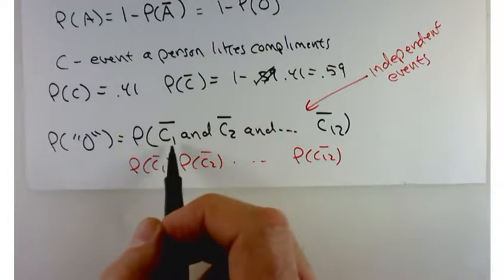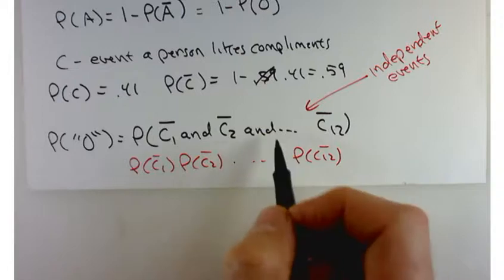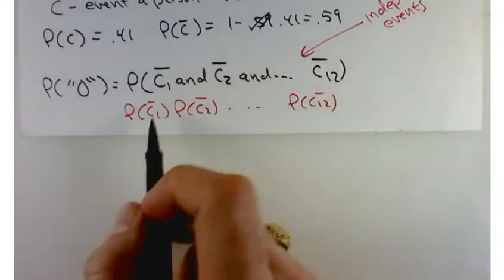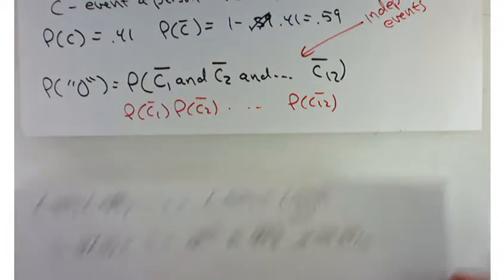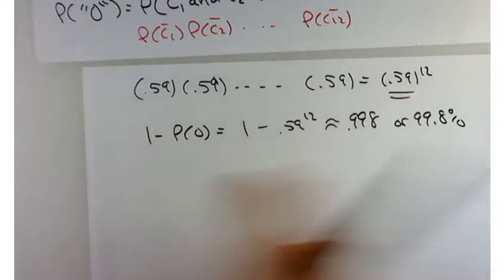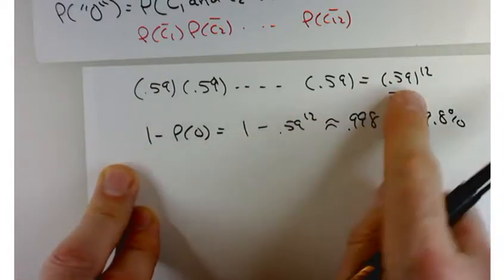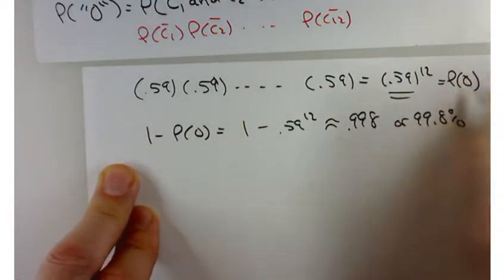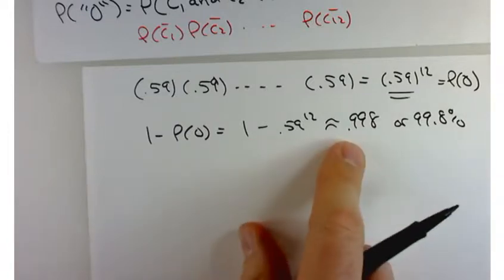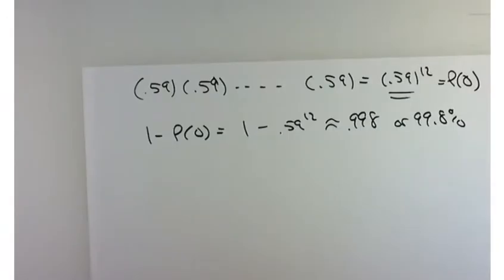That's fine. To get all 12 of them like that, since these are going to be independent events, we'll calculate the probability as the product of these 12 events, the product of those 12 people not liking compliments at work, which is 0.59 multiplied by itself 12 times. Plugging that into our original calculation, 1 minus that probability of 0 is about 99.8%. So a good chance that you get at least one person that likes compliments at work.